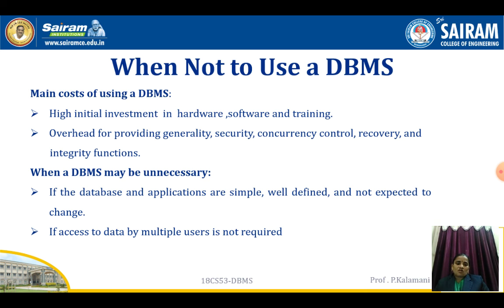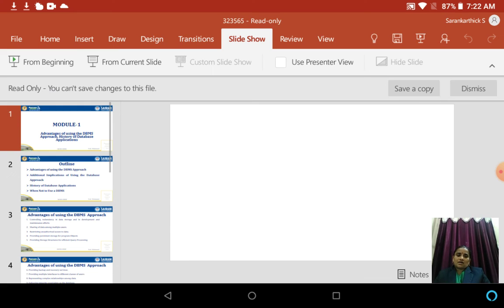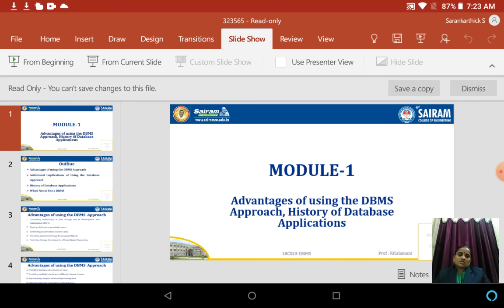How can we rectify this problem? Suppose in some applications the database is not changing frequently, that is a static database, then we can go for a file management system. And if multiple users are not sharing the database, we can go for a file processing system. Using this way we can avoid the database management system. So this is the only drawback of the database management system.